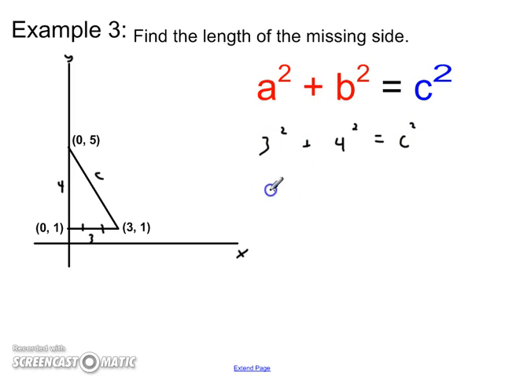So 3 squared is 9, 4 squared is 16, 9 plus 16 is 25. And so now if I undo my square, I've got 5.